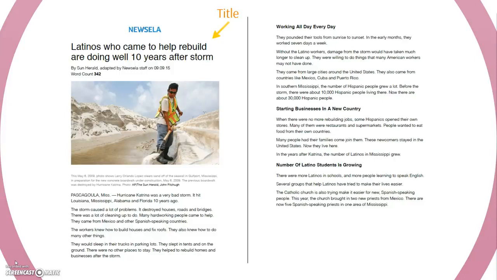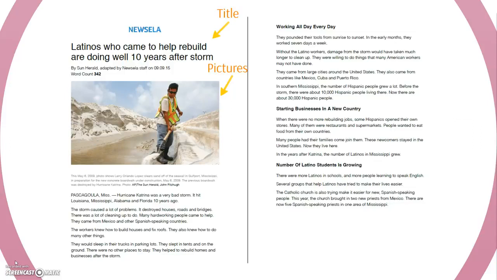Next, I want to see if there are any pictures. In this story, we do have a picture. Right here, we see a man working. He's in work clothes, he has big boots on, he's shoveling something. We're not sure exactly what, but this matches the title when we hear that word rebuild. So we know that this is probably a news story or a real story. This is probably something that really happened somewhere.